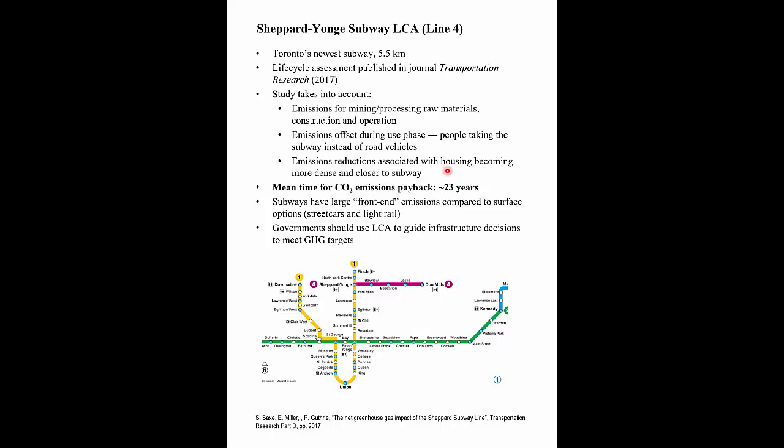So here's the result. Kind of interesting. The mean payback time. They looked at optimistic and pessimistic assumptions, and somewhere in the middle, it takes about 23 years for this subway to pay back the CO2 emissions that it took to make it. It turns out that subways have a huge front-end load of emissions compared to other options like streetcars and light rail. So these are the kind of things that I'm sure the Ford government is not as well up on as perhaps they should be. So governments really need to look at these kinds of analyses carefully in guiding infrastructure decisions to meet greenhouse gas targets. If you're talking about even the mid-range being 23 years to pay back CO2, that's quite a long target.